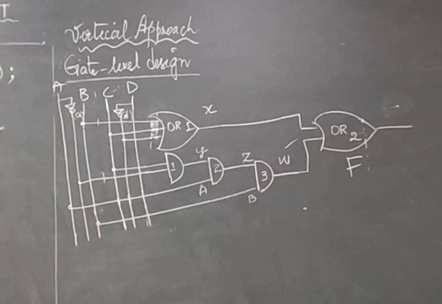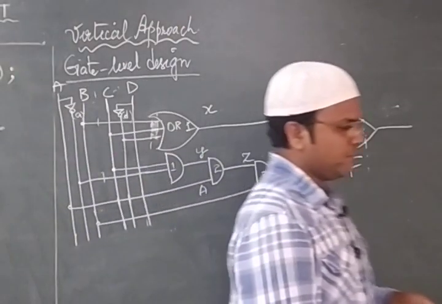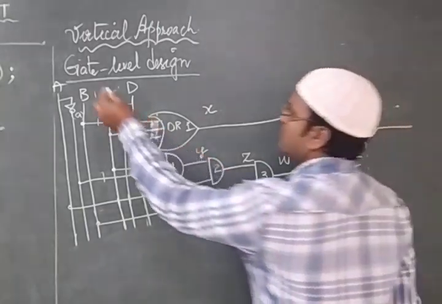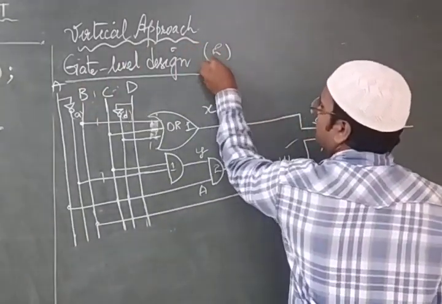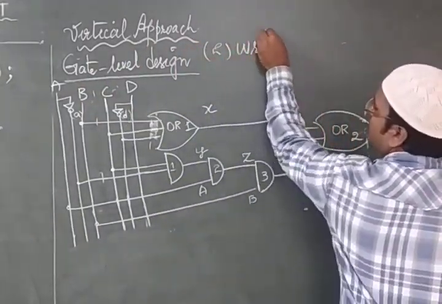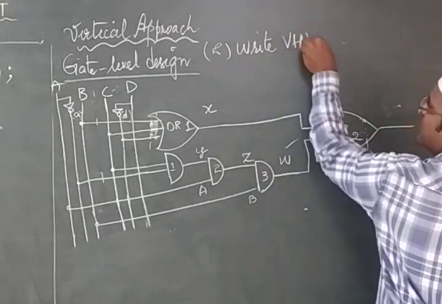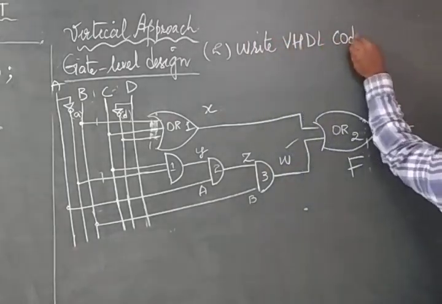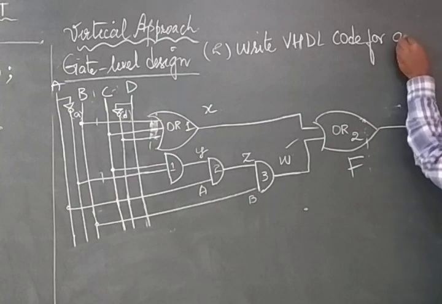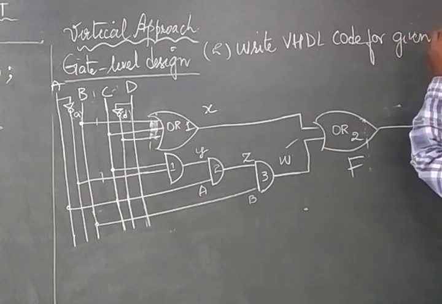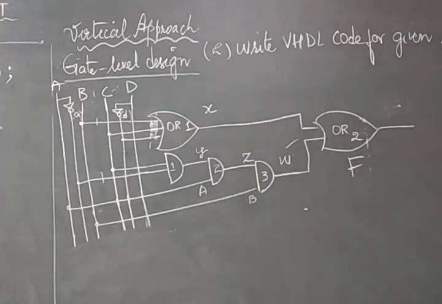Next question, students, they gave the second problem. They gave the gate level design, and you need to write the Verilog code for that particular gate level design. This is a vertical approach of the gate level design. Second problem: write the VHDL code for the given hardware. So we need to write the VHDL code for this particular hardware.